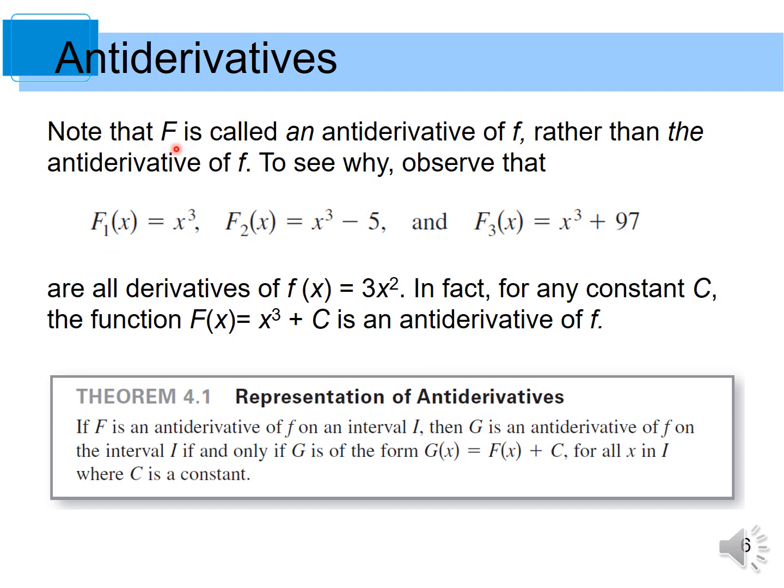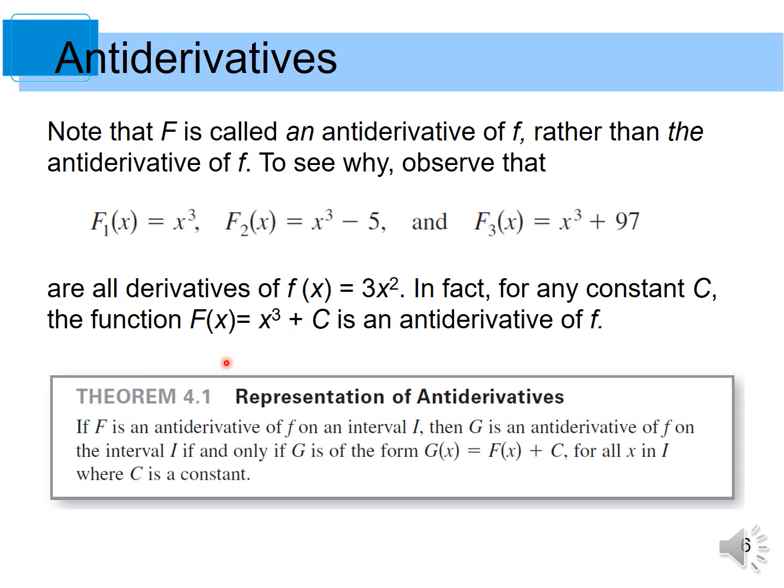Note that F is called an antiderivative of f rather than the antiderivative of f. To see why, observe that F1 equal to x cubed, F2 equal to x cubed minus 5, and F3 equal to x cubed plus 97 are all antiderivatives of f equal to 3x squared. In fact, for any constant c, the function F equal to x cubed plus c is an antiderivative of f.